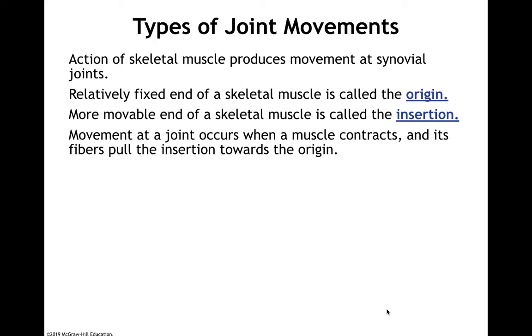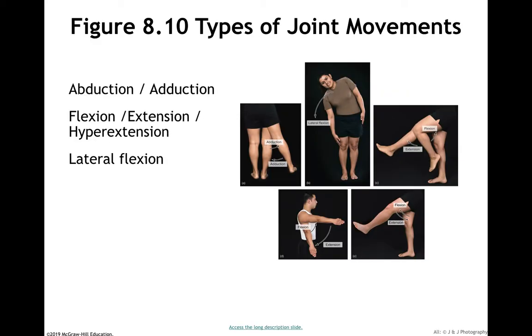It's an important fact to remember, that you have to account for all possible movements by pulling on something. The only movement a muscle can do is pull. So some types of movement we have are abduction and adduction, shown here. You abduct, it's moving away. Adduct, moving toward. Flexion, extension, and hyperextension.